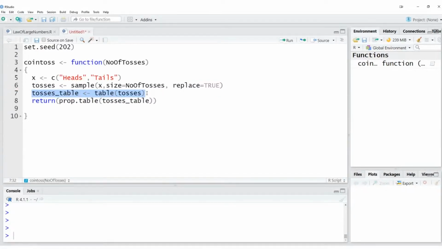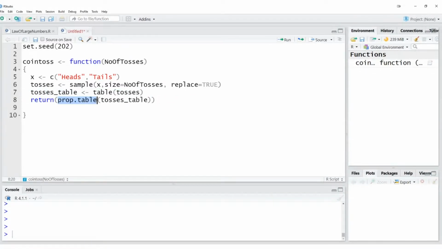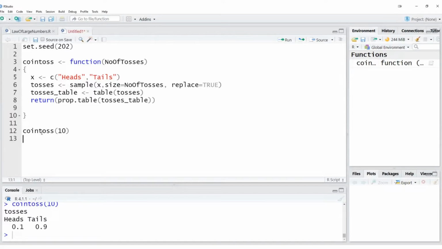Now, we create a frequency table from the toss results which were generated in the previous line of code. Then we convert the frequencies into proportions and return these values as the output of the coin toss function. Now, we are ready to toss our coins. I am going to toss my coin 10 times.